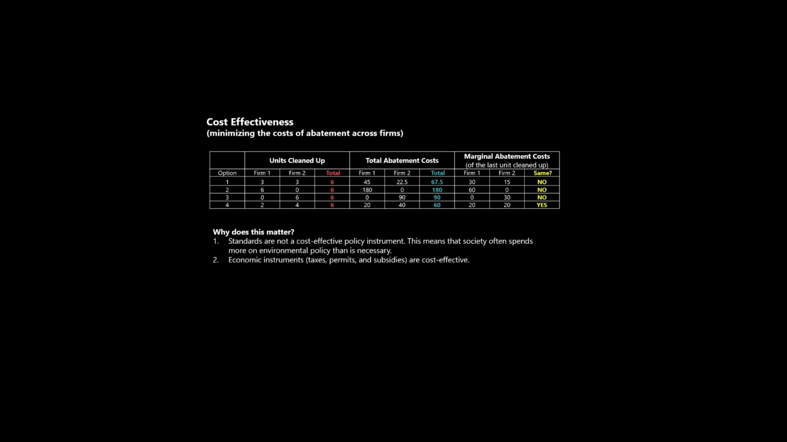On the other hand, economic instruments, that is taxes, permits, and subsidies, are cost-effective. So you may remember from previous videos, when firms, or in our case landholders, are given a choice to either pay a tax, buy a permit, or receive a subsidy, they'll all make the decision to reduce emissions until the marginal abatement cost is equal to that price of pollution. That means when economic instruments are used, marginal abatement costs are always set equal to that price of pollution.